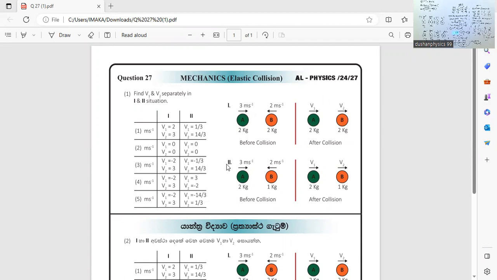At the same time, they have given a second situation. In the second situation, both masses are not equal. A is 2 kilograms, B is 1 kilogram, but they have the same velocities, 3 to the right and 2 to the left. They're asking what the velocities are after the collision.